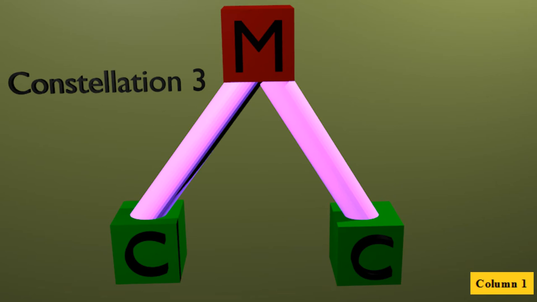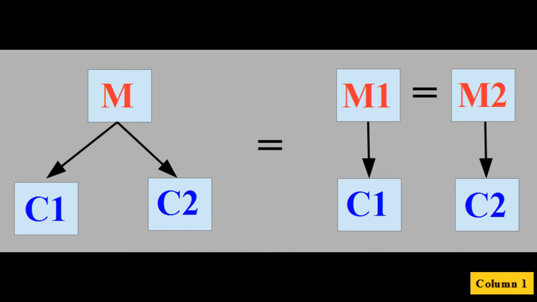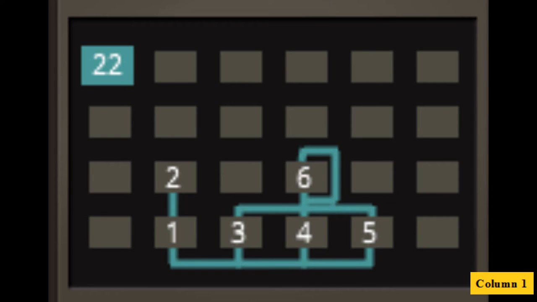But let me go on to Constellation 3 now. Modulating two carriers by the same modulator is basically the same as modulating each of the two carriers by two individual modulators with exactly the same adjustments, the same frequency, the same envelope, and so on. The first preset of ROM cartridge 1A, Brass 1, gives us an example.